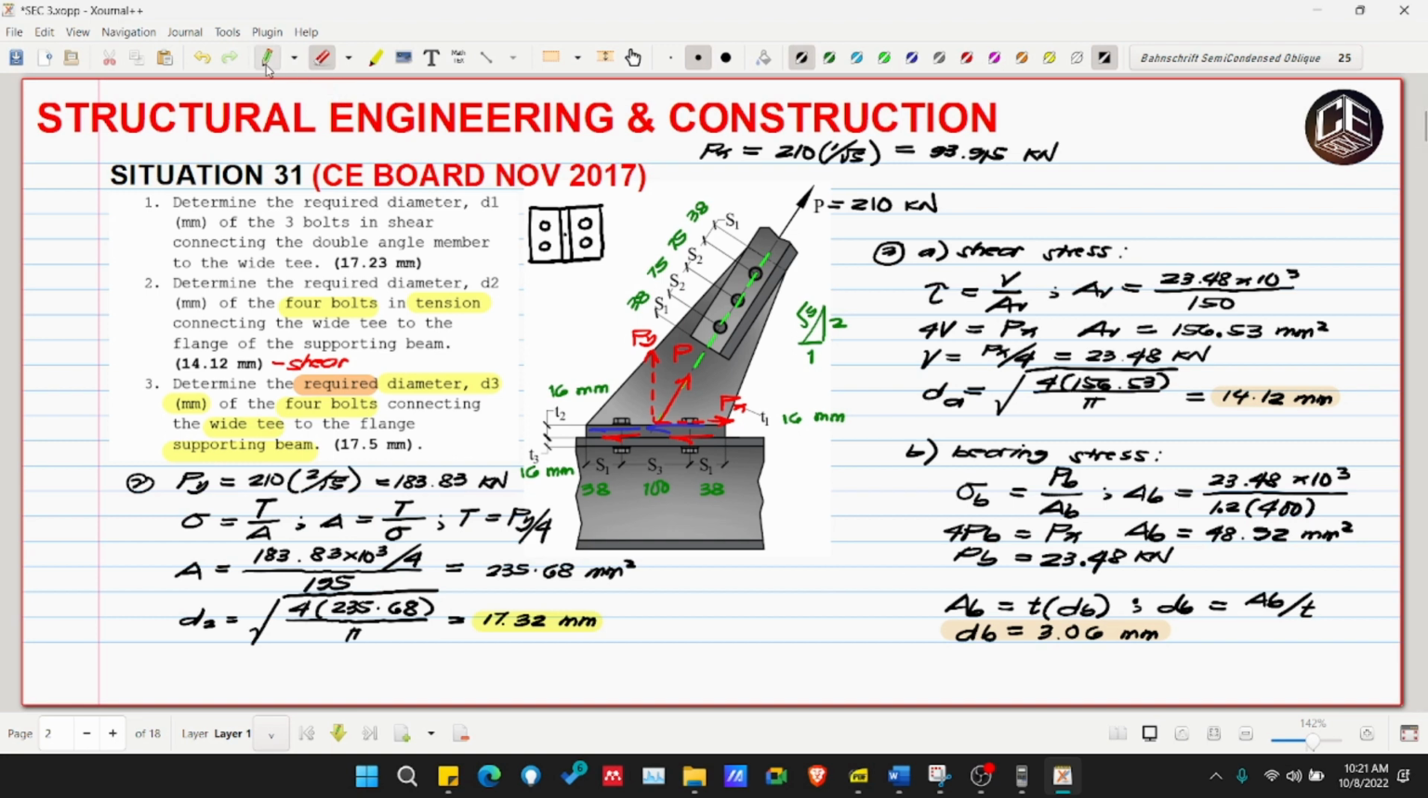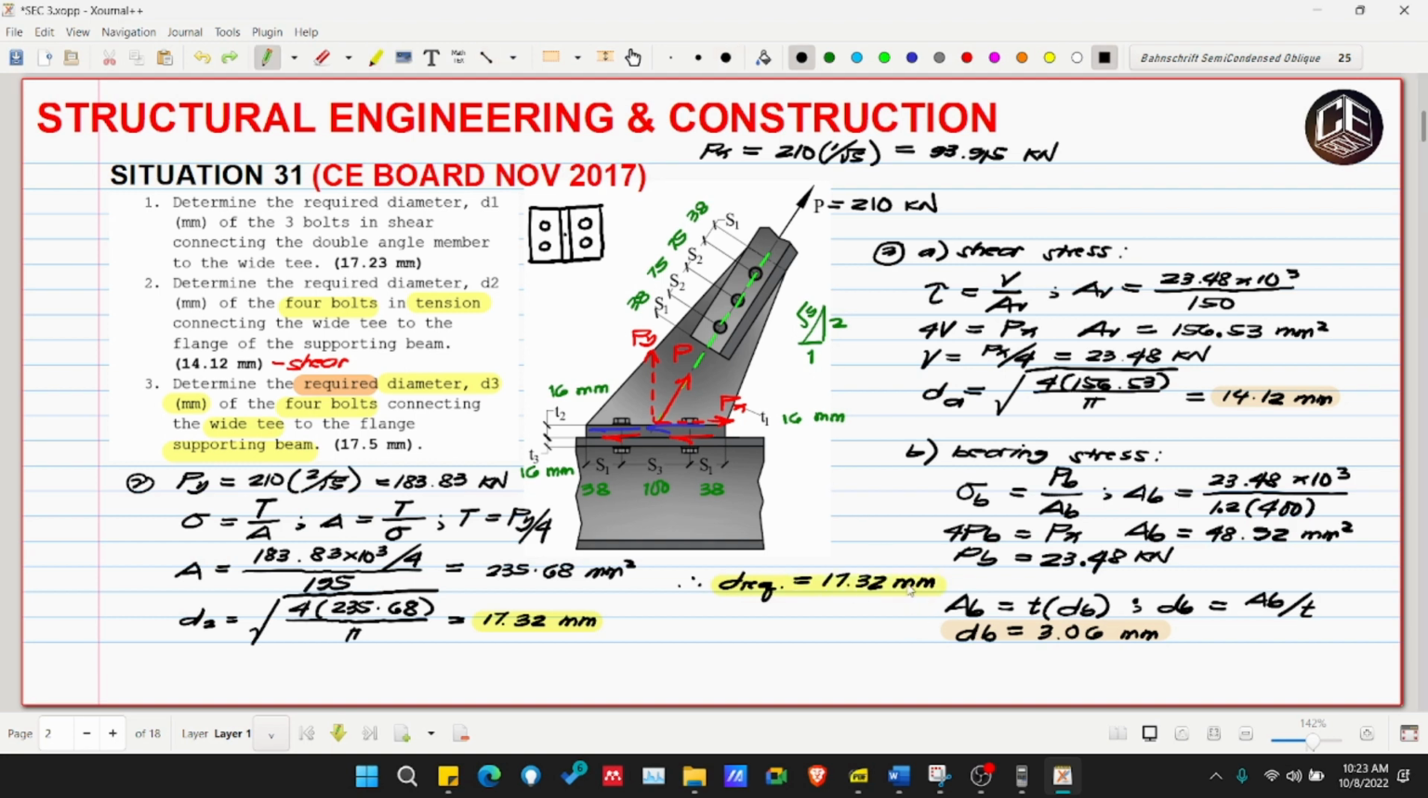Okay? So, remember that kapag strength, ang pipili natin is pinakamaliit. Pero kapag mga dimension, mga ganyan, ang pipili natin is yung pinakamalaki. Okay? So, therefore, ang ating D required or yung D3 natin is equivalent to 17.32. Since siya yung pinakamalaki ang diameter.